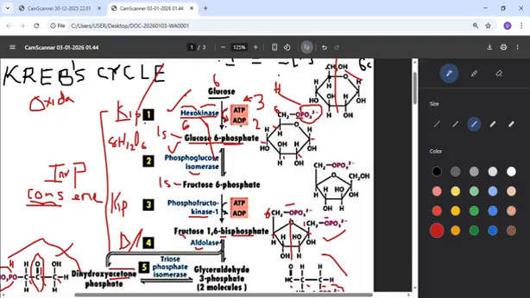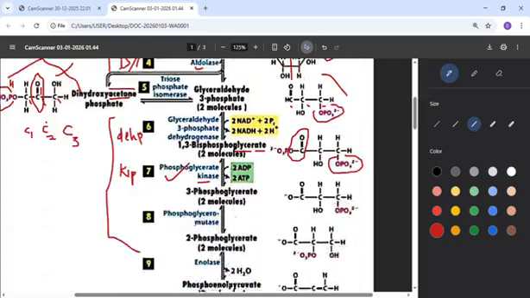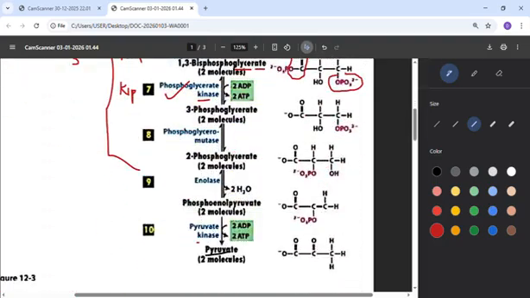Now, if you remember in the investment phase where we are consuming energy, we have consumed this red 1 and 2, so we have consumed 2 ATP. But here now we are seeing green 1, 2, meaning that they are returning the phosphate. And that's why from this you can see the arrow, 2 ADP is turning to 2 ATP, meaning that they have restored the phosphate.